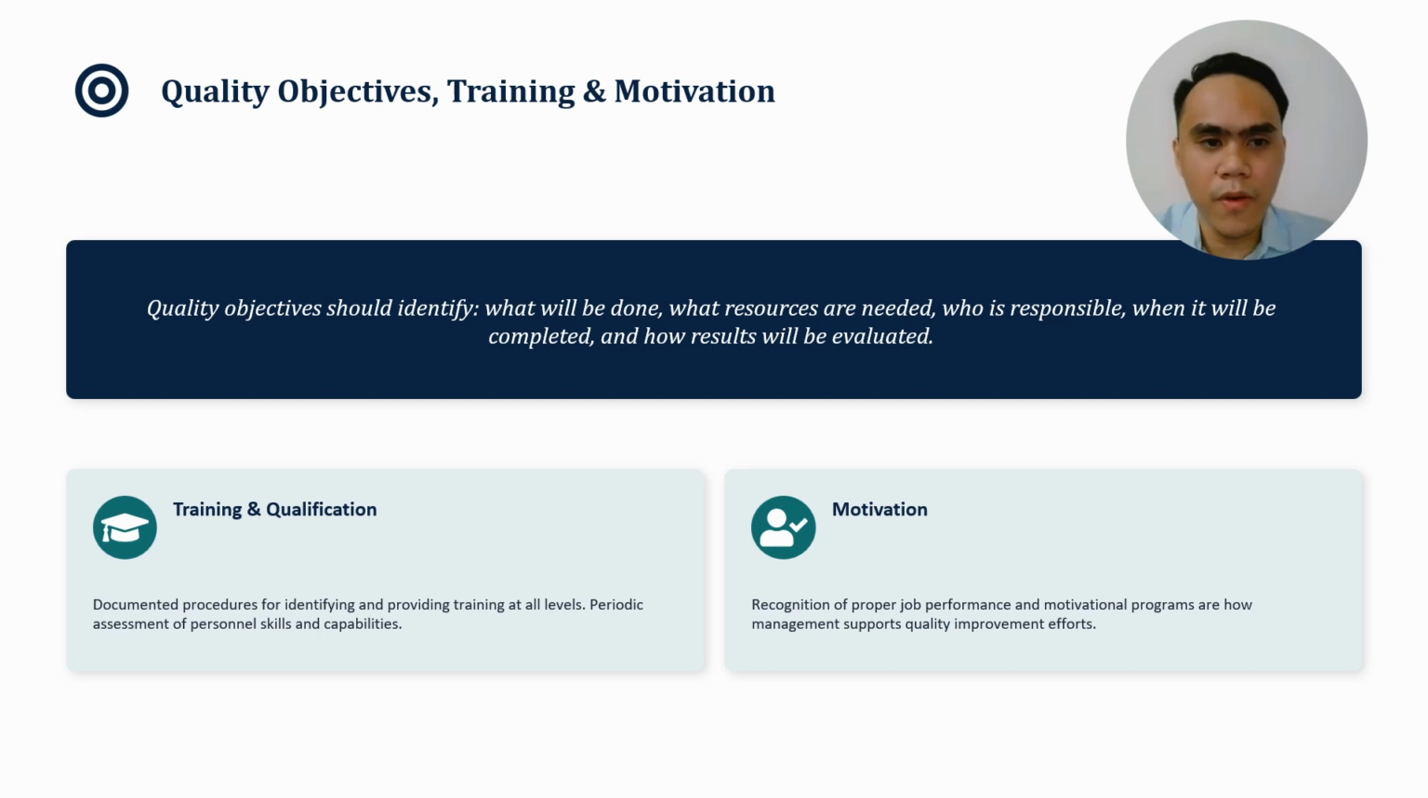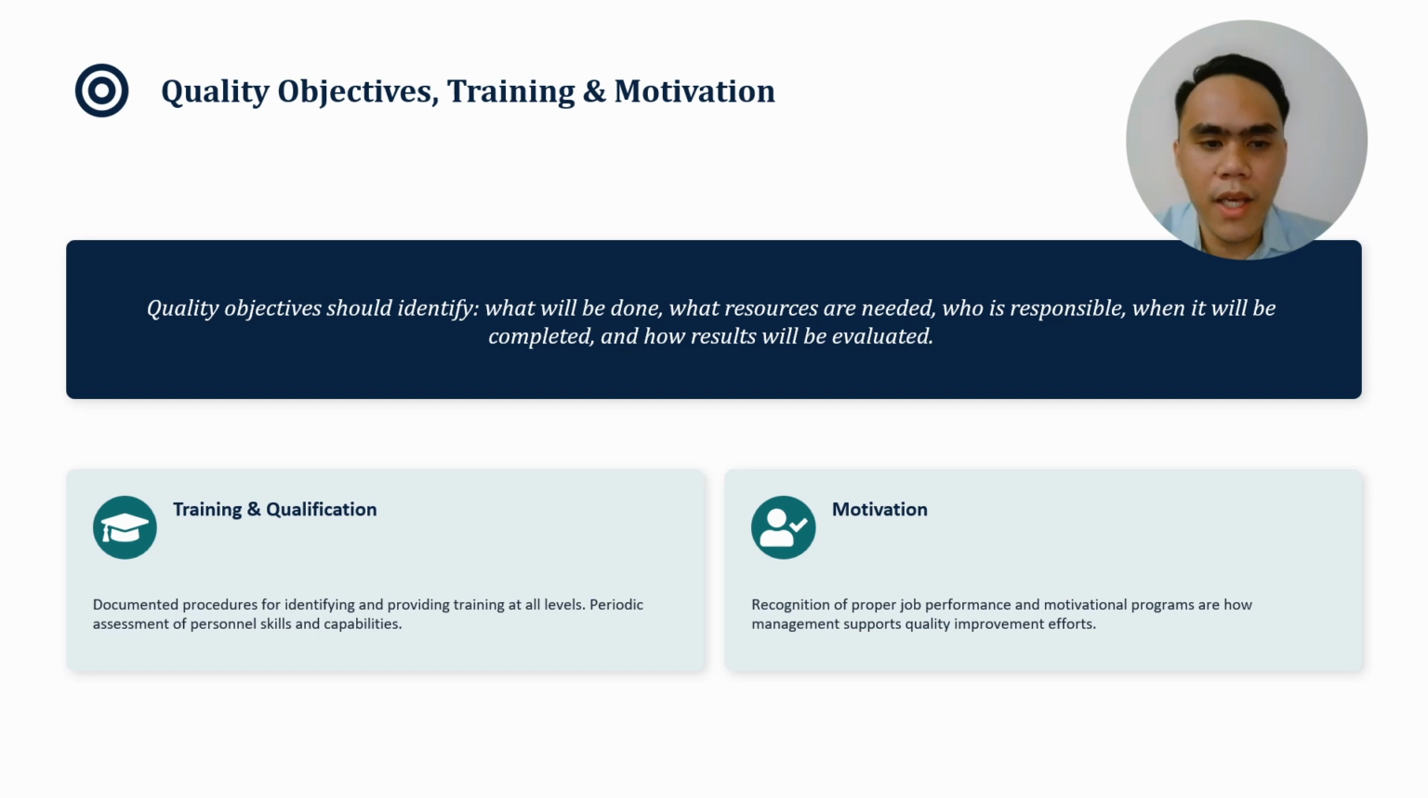So let's expand more on the planning for quality objectives and specifically the human element behind them. Organizations should identify what will be done, what resources will be needed, who will be responsible, when items will be completed, and how the results will be evaluated. So those are the five questions every quality objective should answer before it's considered complete. But objectives on paper don't accomplish anything without people executing them, which is why the topic turns directly to training and motivation.